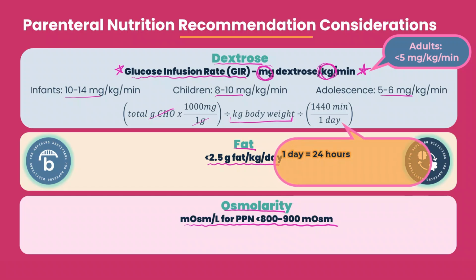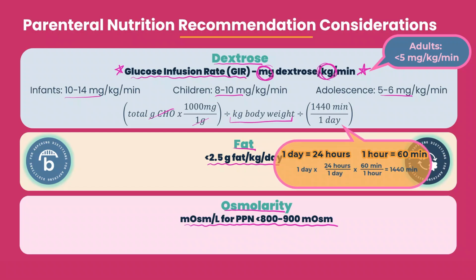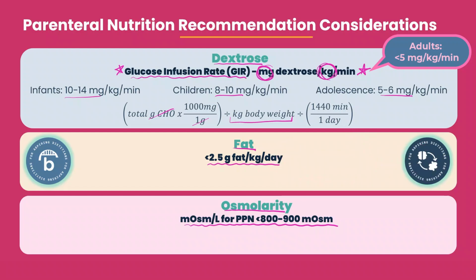In one day, there are 24 hours, and there's 60 minutes in an hour, meaning there's 1,440 minutes in a day. So to find the GIR, the milligrams of glucose provided per kilogram of body weight per minute, you just divide all 3. In your calculator, take milligrams of carbohydrate, divide by kilogram of body weight, divide by 1440. And you'll most likely be asked about adults. For adults, the GIR is 5 milligrams per kilogram per minute or less. For adolescents, it's a little bit more, and for children, it's even more. And for infants, it's the most, 10 to 14 milligrams per kilogram per minute.